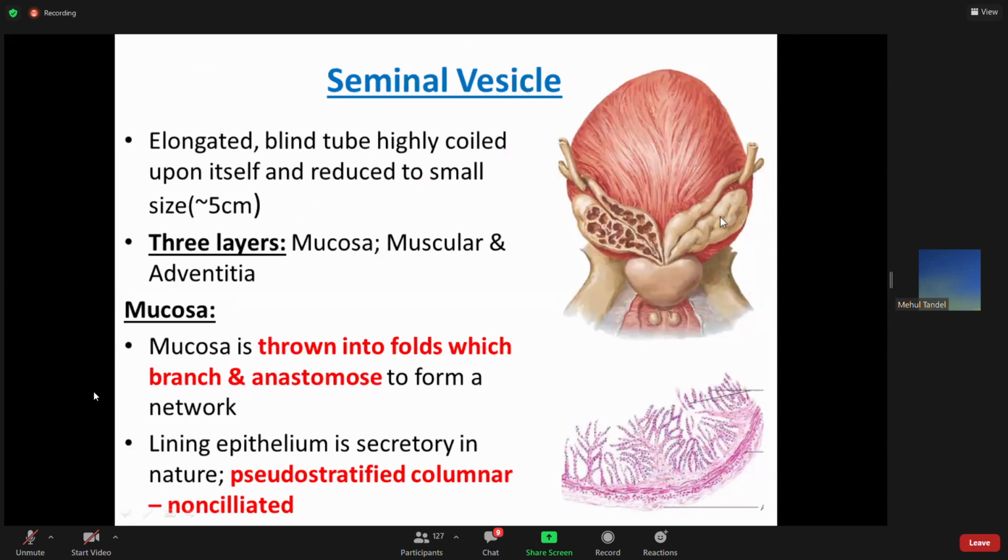Remember, यहाँ पे ट्यूब भी होती है. ये ट्यूब is highly coiled upon itself and from the seminal vesicle. Okay, seminal vesicle actually it is a tube that is highly coiled. Okay, it is a 3-layer: mucosa, muscle and adventitia. Mucosa thrown into folds, which branch and anastomose to form a network. Therefore, mucosa is just like a branching tree. This looks like a branching tree. Okay, branch and anastomose with each other. Lining epithelium is pseudostratified columnar, non-ciliated, without cilia.